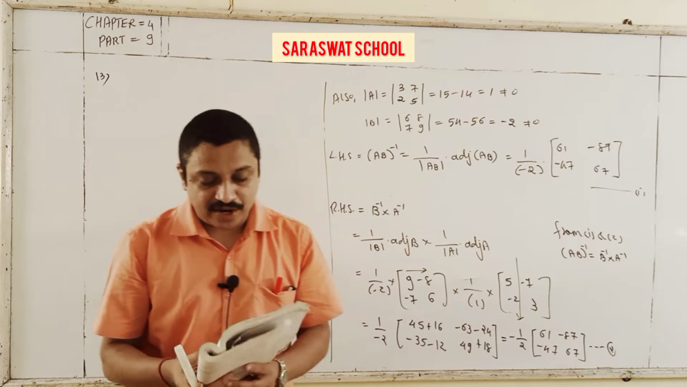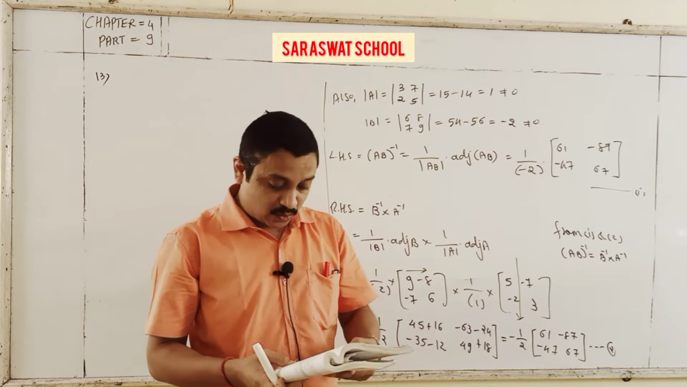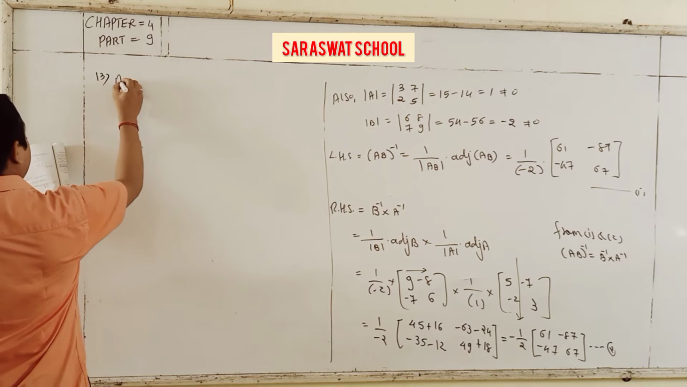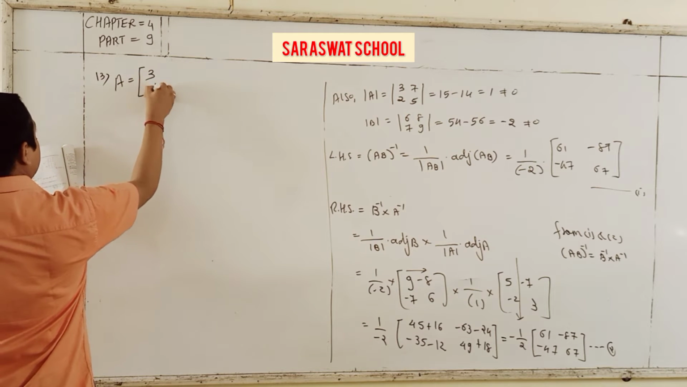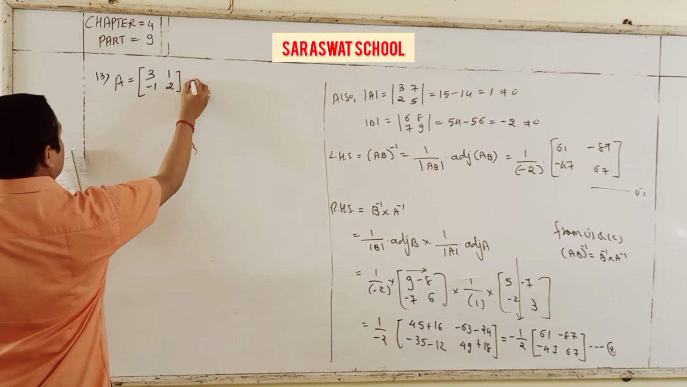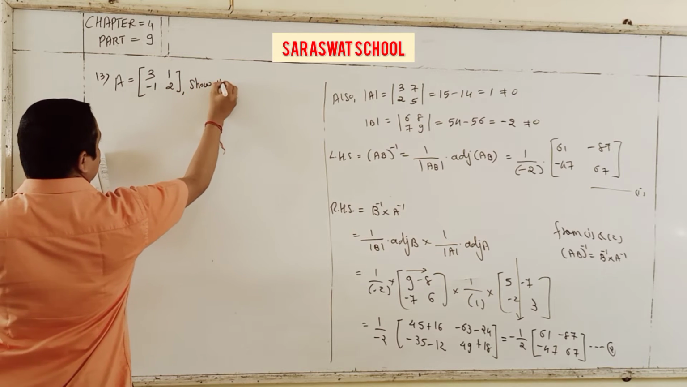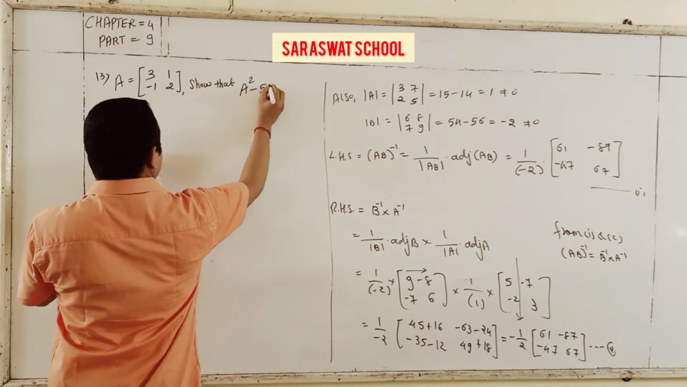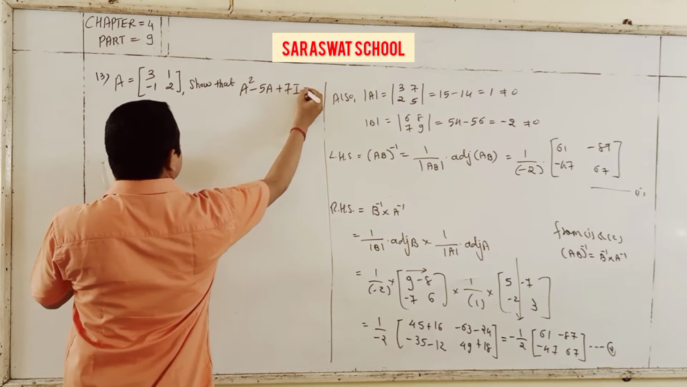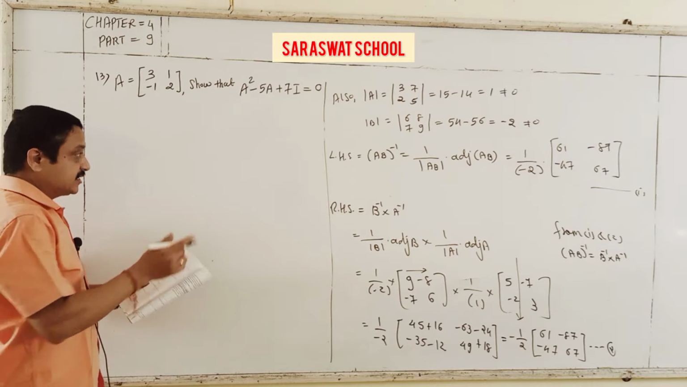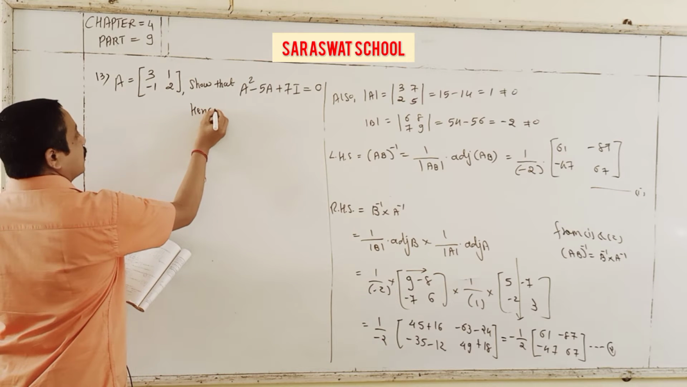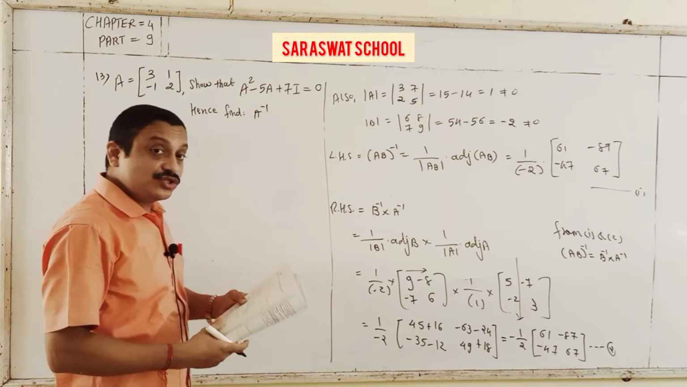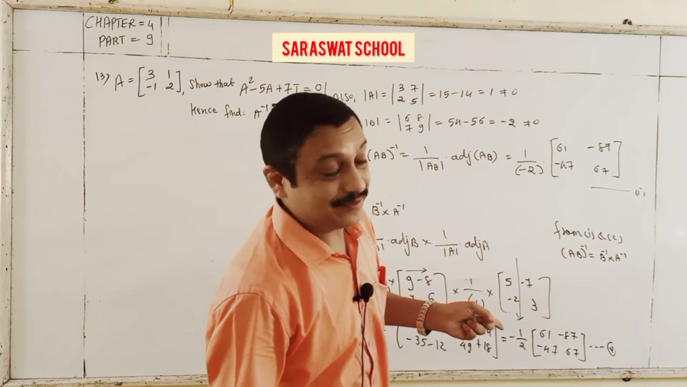Yes, find the A inverse and also verify by these two. If A is given as 3 minus 1 1 2, show that A square minus 5A plus 7I is equal to the 0 matrix, and also hence find A inverse. Hence means using the above equations and derive the value, students.